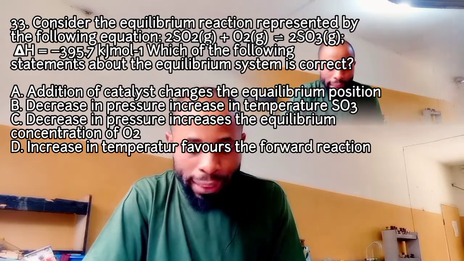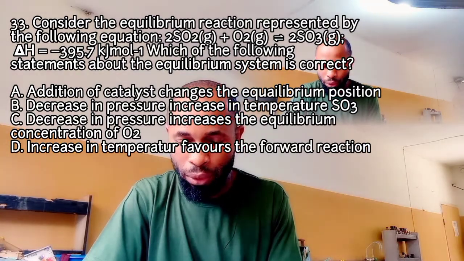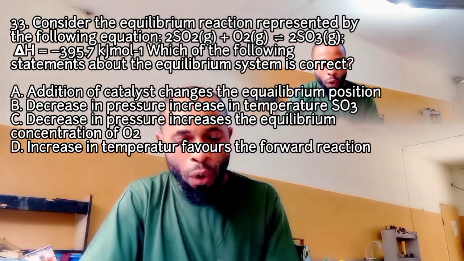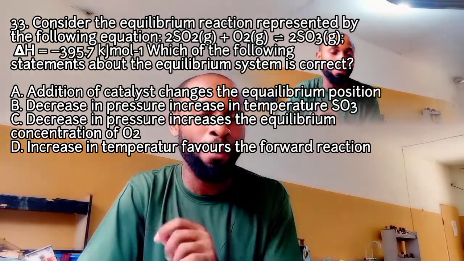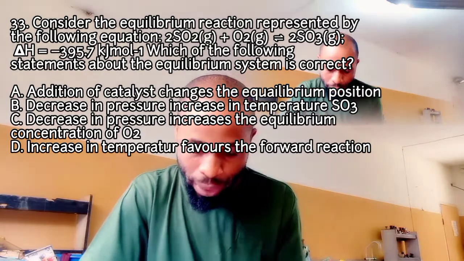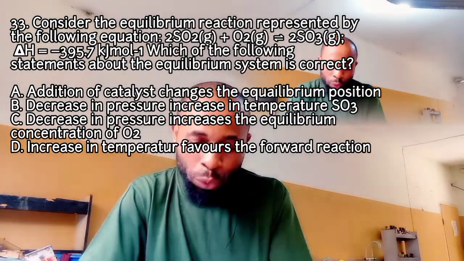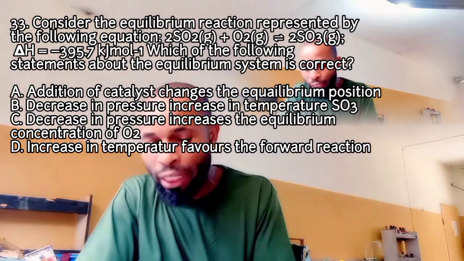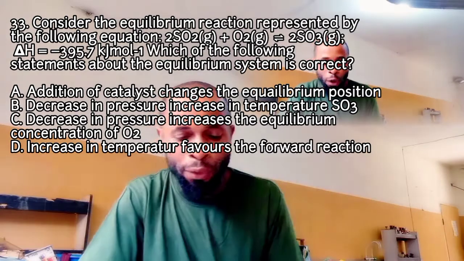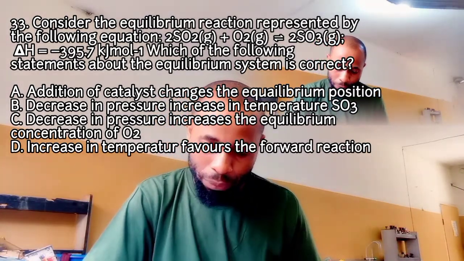D. Increase in temperature favors the forward reaction. If this 395 was positive, option D would have been conflicting or competing with option C. But since this reaction is exothermic, option D is off, option A is off, option B is off, option C is the correct answer.